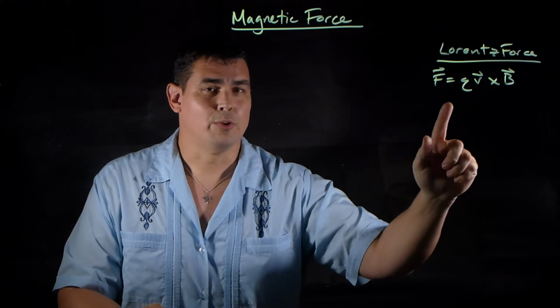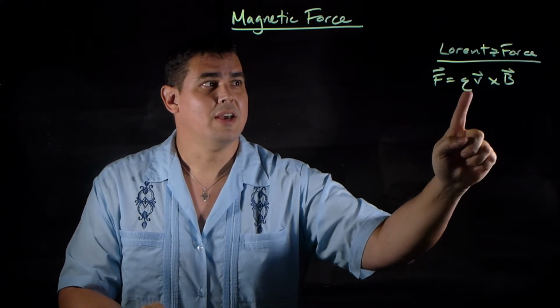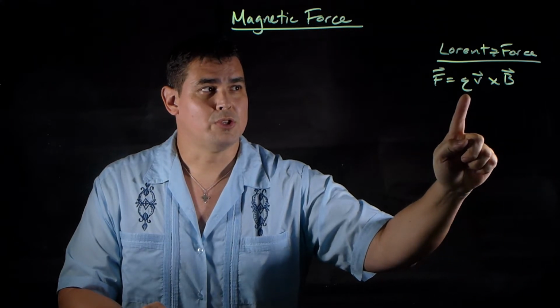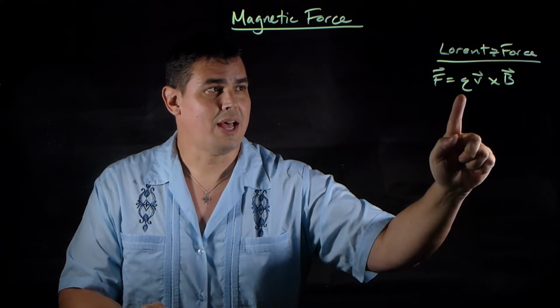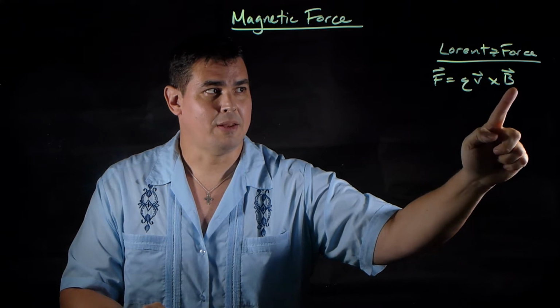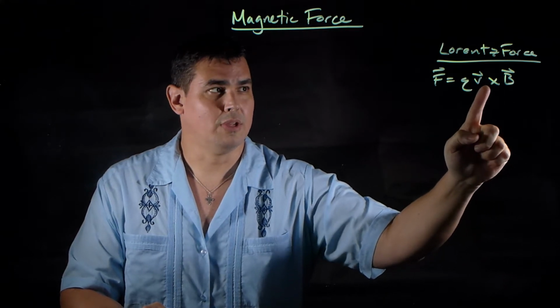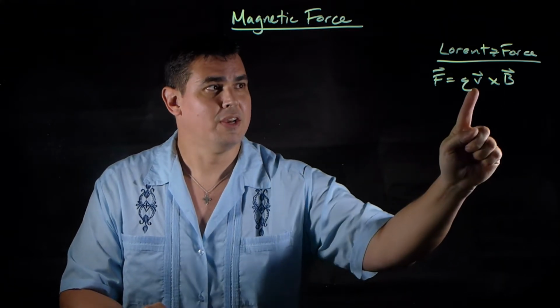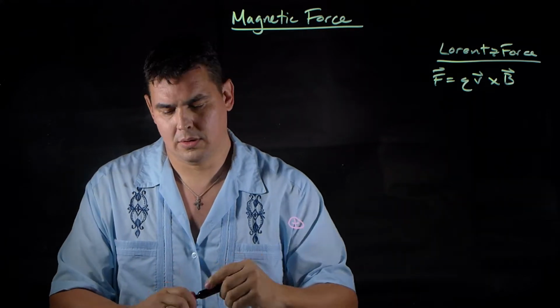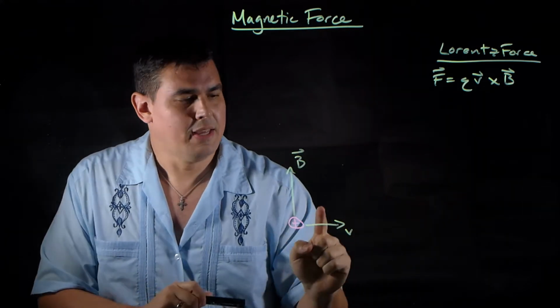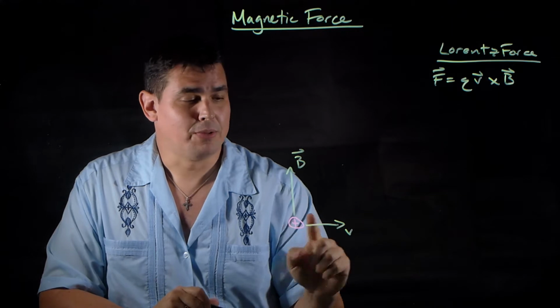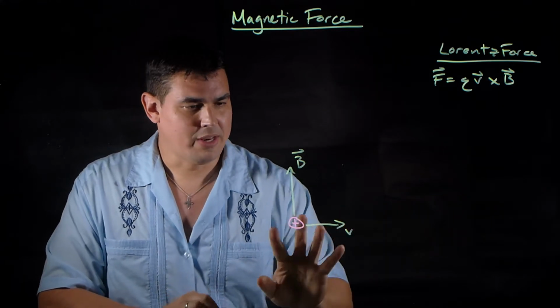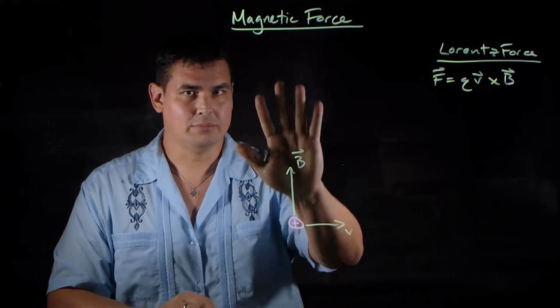So the equation for the Lorentz force is the force is equal to the charge Q times the cross product of V and B. That X stands for cross. It's a mathematical operation, so it's V cross B. Let's say I take a positively charged particle, and it's got a velocity going this way, and it's going through a magnetic field pointing this way.